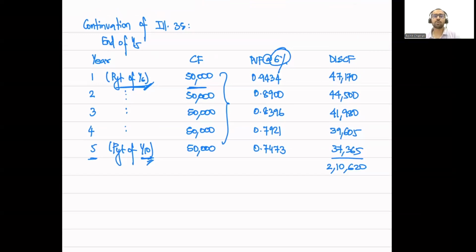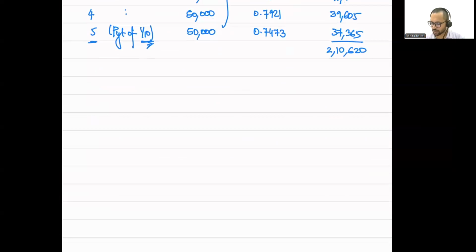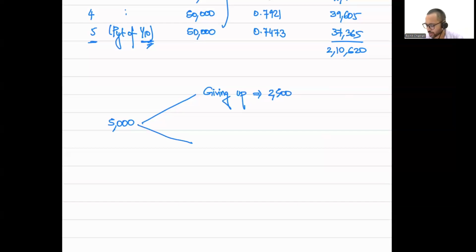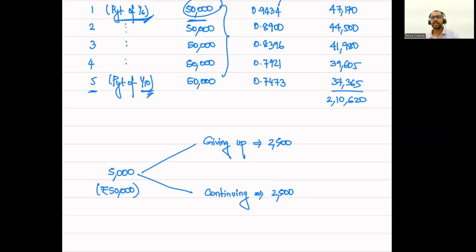Now, we have entered into a modification contract where the space has been reduced from 5,000 square meters to 2,500 square meters. We earlier had a space of 5,000 square meters and we have now reduced it to 2,500 square meters. Out of the 5,000 square meters, you are now giving up 2,500 square meters and continuing to use another 2,500 square meters. The consideration for 5,000 square meters is 50,000 per annum.